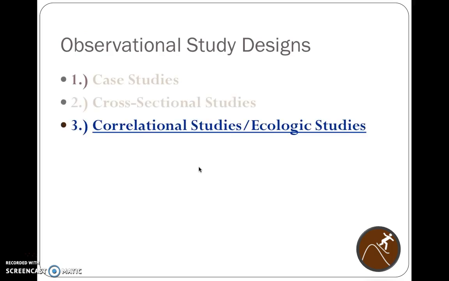So the next one we're going to cover in the next 15 minutes are the correlational and ecologic designs. So that's coming up next, so tune in to that particular video next.